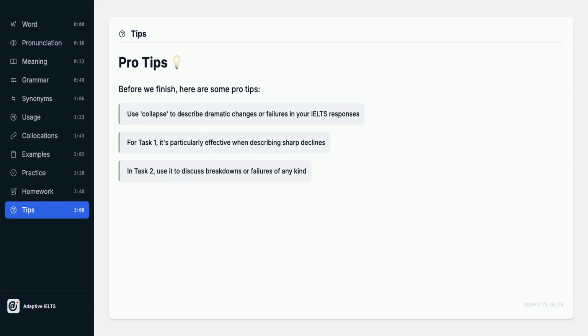In conclusion, we've explored the word collapse and learned how to use it effectively in your IELTS exam. Use it to describe failures, breakdowns, and dramatic changes in your writing and speaking. Keep practicing with the exercises provided.